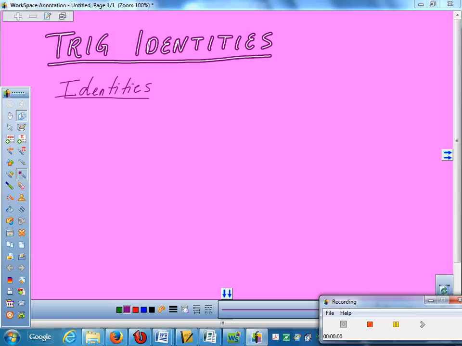Commented, you saw this on the ACT. What on earth is a trig identity? Why don't you tell us? What's an identity mathematically? Okay, what's the identity property?